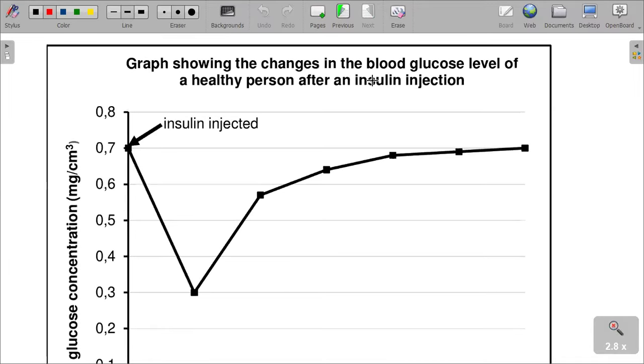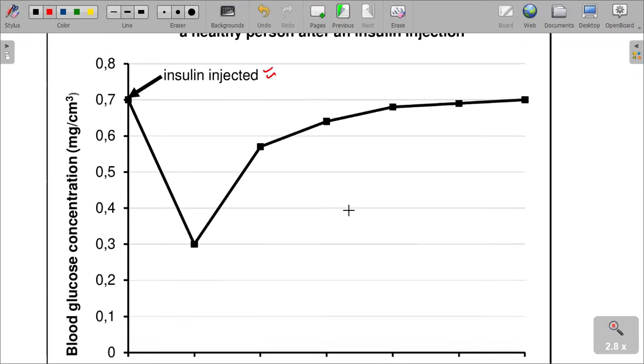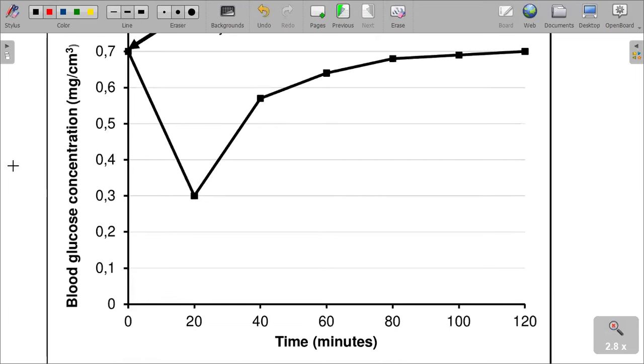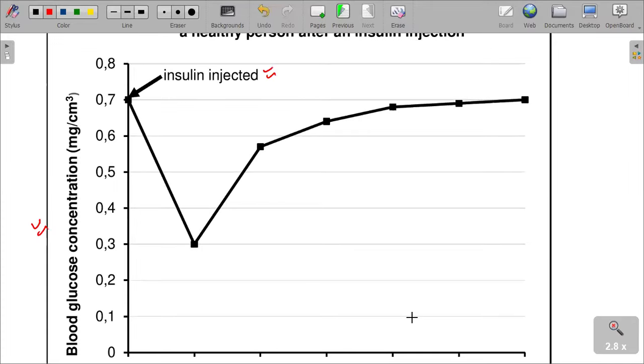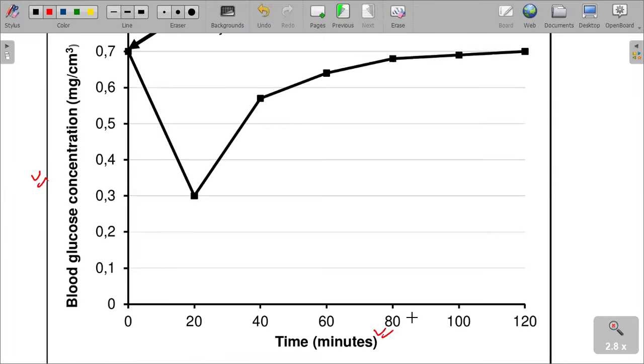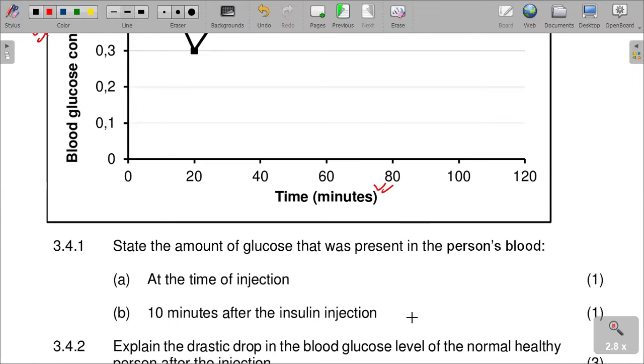The next question shows the changes in blood glucose levels of a healthy person after insulin injection. We have got insulin injected there, and time and blood glucose concentration are shown there. I'm sure you can see this graph nicely. State the amount of glucose that was present in the person's blood at the time of injection.